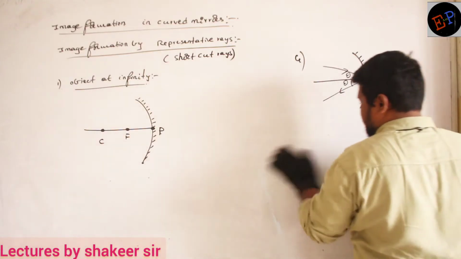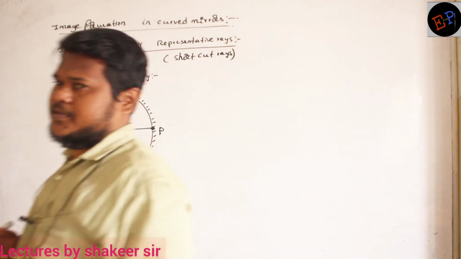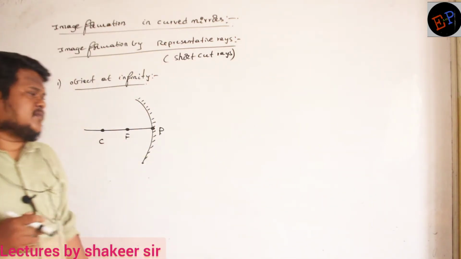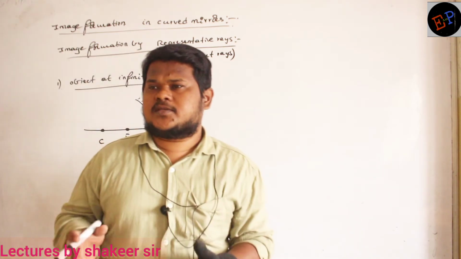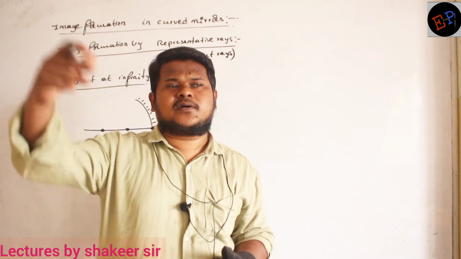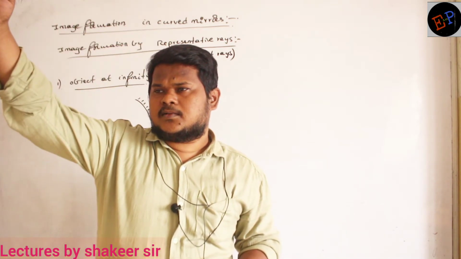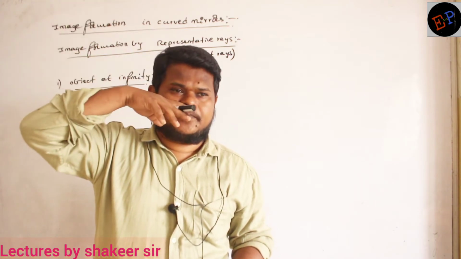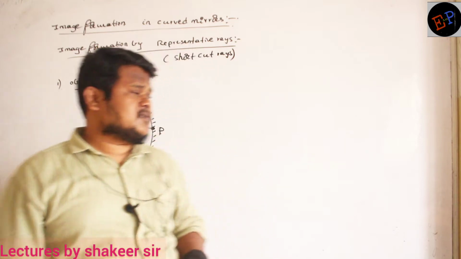Taking the position of the object: the object is present at a very long distance. For example, what is the meaning of this? The Sun is an example. The Sun is a source of light which is present at how much distance? A very, very long distance. So you can say that the Sun is present at infinity. And consider the Sun is the object. Are you able to understand?